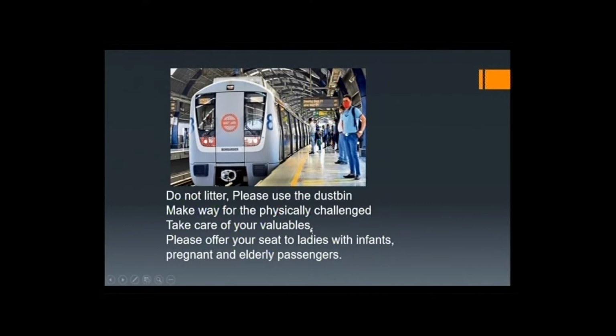Take care of your valuables. Now generally we say take care of your things. So valuable means some things important which do have some value, like your mobile phones, your laptops, your wallets. So these are your valuables. Next is please offer your seat to ladies with infants. Now here I think till here you are quite clear. Please offer your seat to the ladies, or sometimes it is mentioned reserved for ladies. With infants, who are infants?